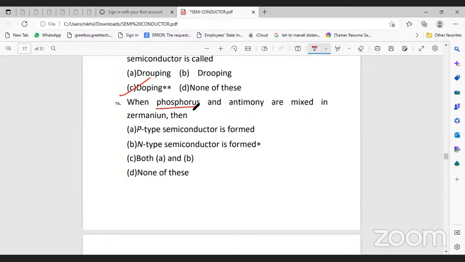When phosphorus is added, phosphorus means pentavalent, and antimony is also pentavalent. They are mixed with the germanium, means it should be doped with pentavalent. So the majority charge carriers will be electrons. Therefore, it becomes N-type semiconductor.